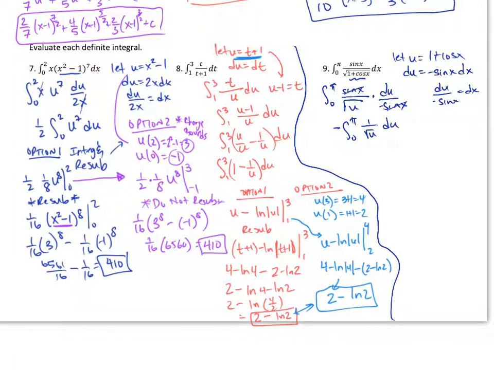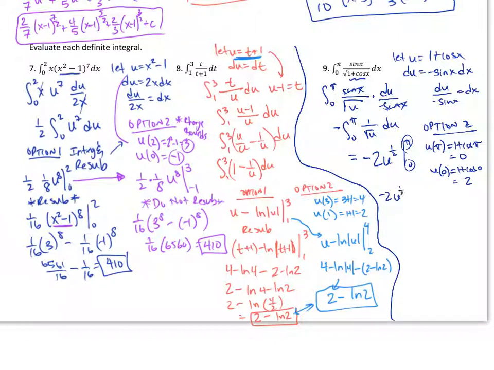Now, I'm going to just go ahead and do this problem without resubstituting, so I will just do option 2 on this one. It's less work. That's why I chose to do it that way. So when I integrate this, this ends up equaling 2u to the 1/2 on the bounds from 0 to pi. Now remember, I need to change these bounds. So u of pi becomes 1 plus the cosine of pi, and that's just 0. U of 0 is going to be 1 plus the cosine of 0, which is 2. So I will get negative 2 u to the 1/2 on the bounds.